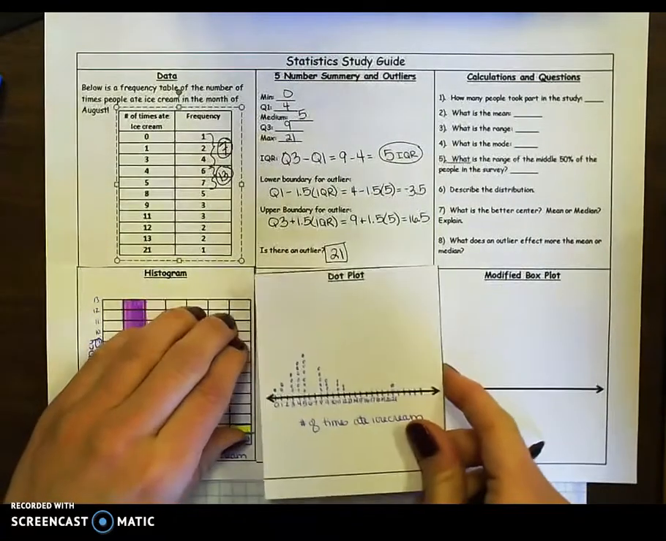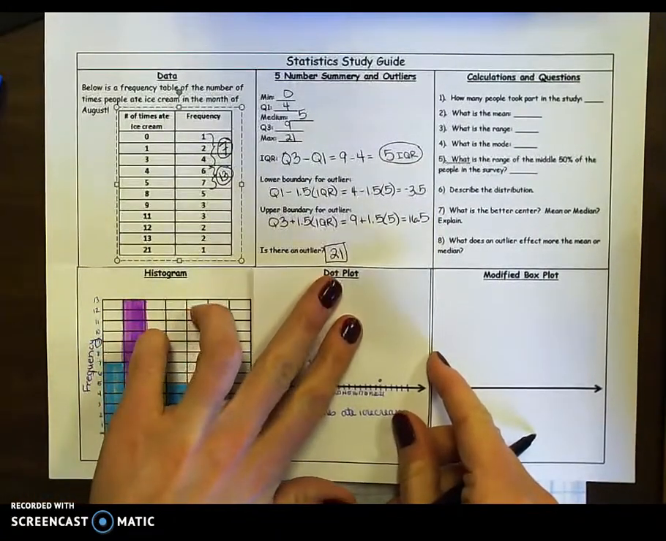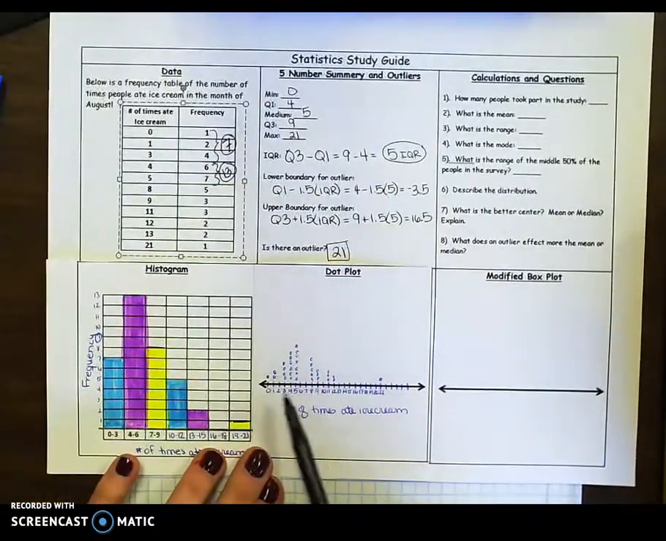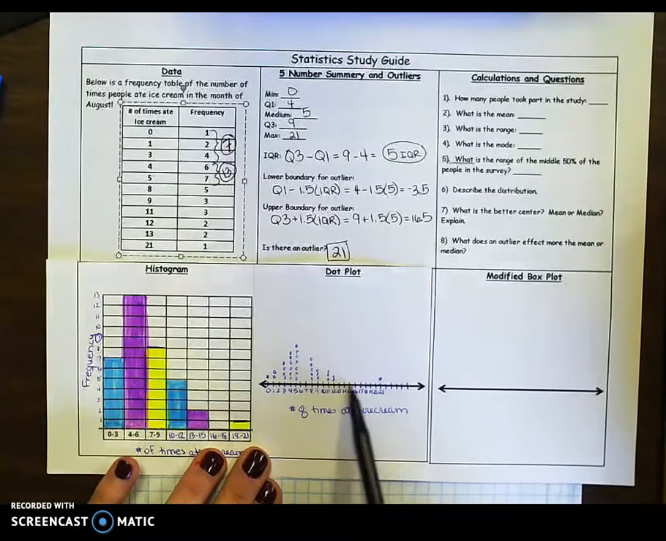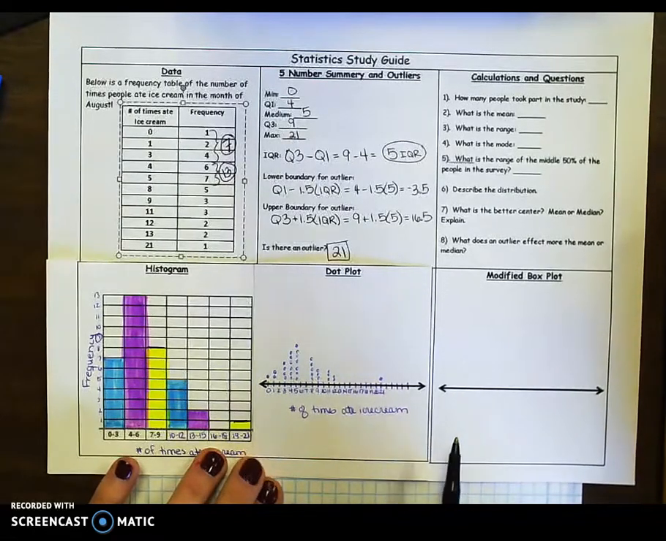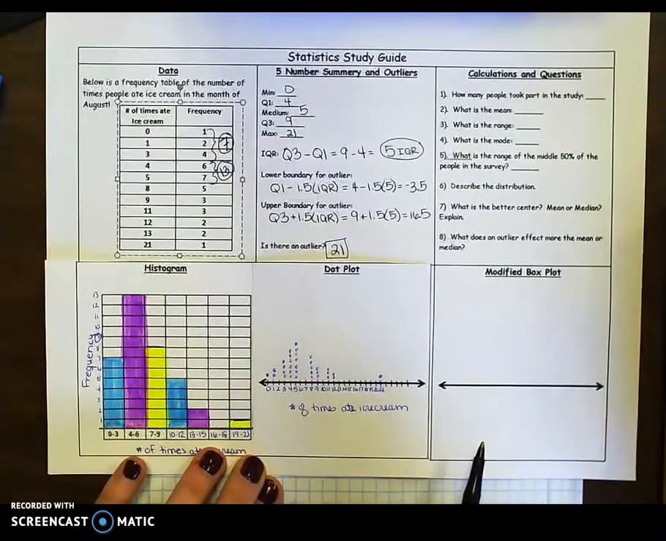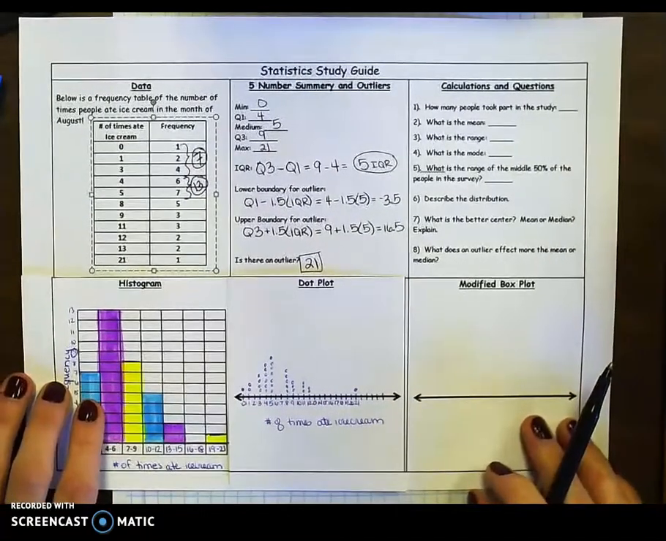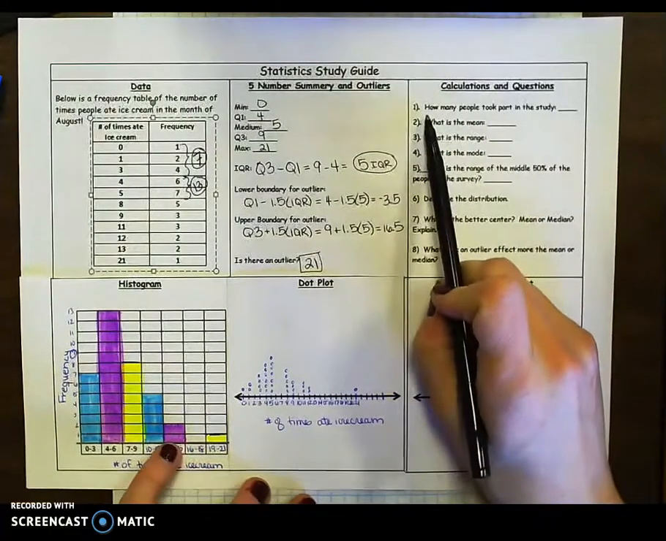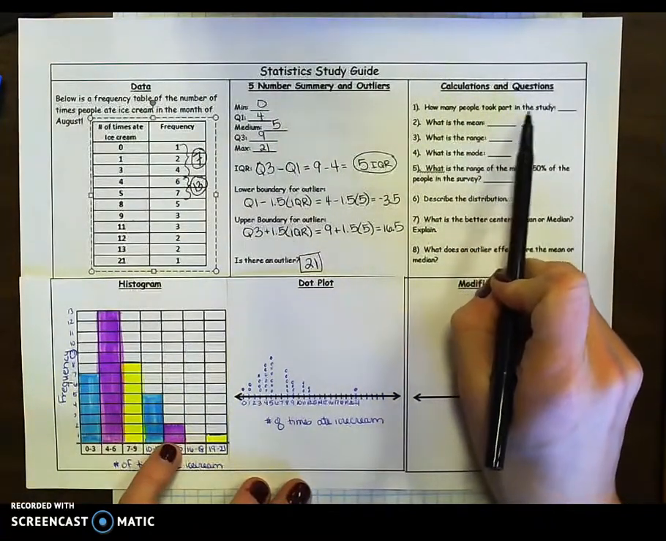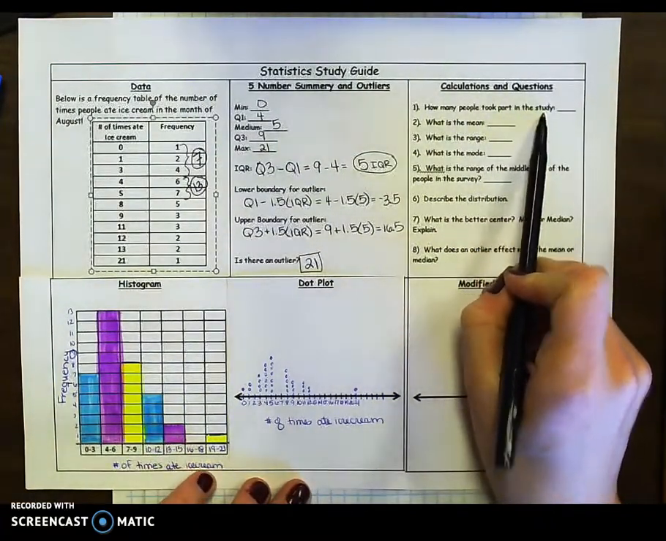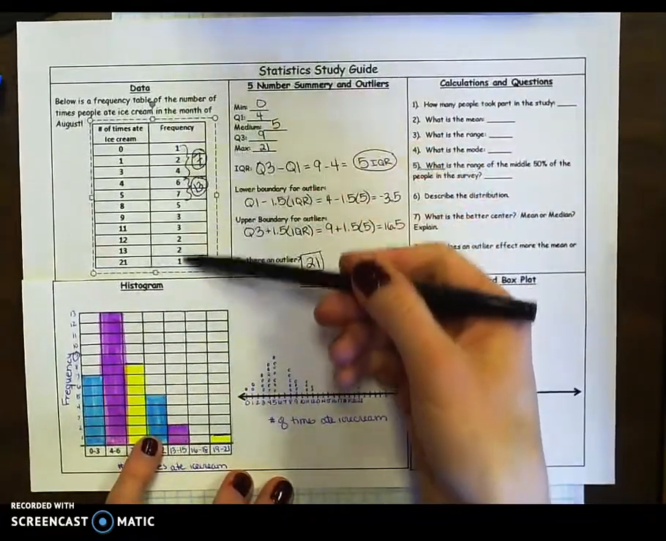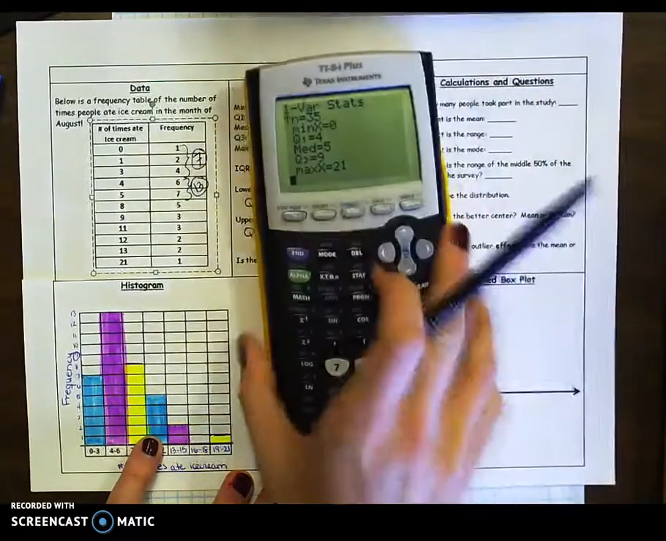All right, let's go ahead and take a look here. So now that we have the dot plot, we can really see where our data is clumped together and then where it spreads out a little bit. All right, so let's go up now and let's work on some calculations and questions. All right, so number 1, how many people took part in the study? Okay, well, to find out how many people took part in the study, we have to add together all of our frequencies.